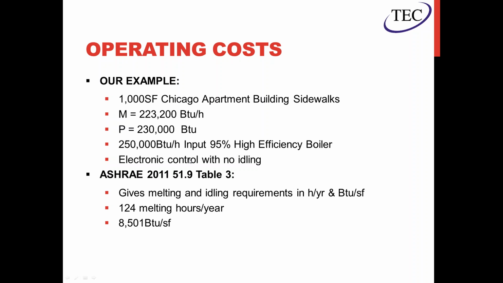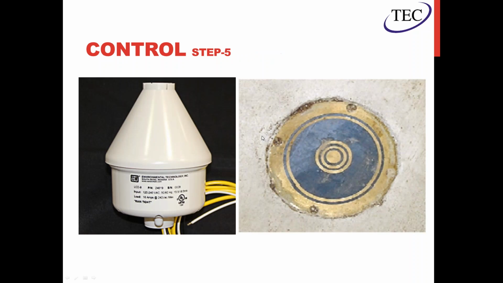You'll notice on here, electronic control with no idling. As I mentioned before, idling is a way to preheat or pre-warm your slab. As I mentioned, we're looking for a 38-degree surface temperature for melting. You could preset the temperature so that this would keep your slab at 25 or 30 degrees, so that once it detects that snow is falling, it can warm up easier. And that would be a function of the controls that we just discussed.